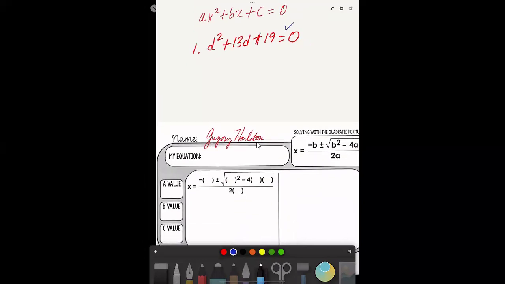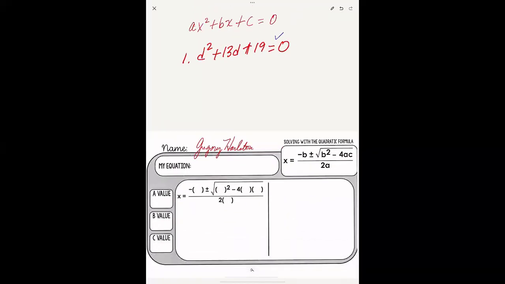Now I'm going to put it down here. This is 1d squared plus 13d plus 19 equals 0. Notice I put a 1 as a coefficient because that is the coefficient. Every variable has a coefficient. If you don't see a number, you assume it's a 1. So this is going to be 1, this is going to be 13, and this is going to be a positive 19. And then you're going to plug these values in. 13 is B, so it goes in here, both places. A goes here, and C goes here. And then you're just going to use your calculator and calculate the answer.